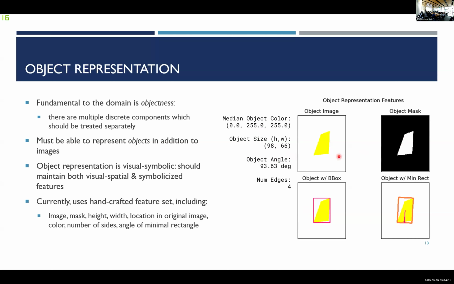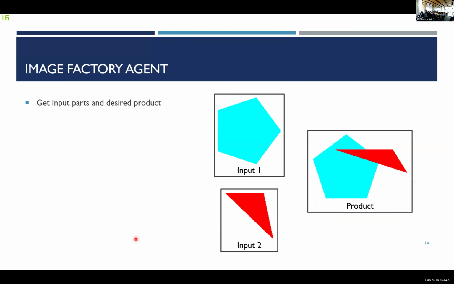And one of the important aspects is that this is a cross-representational form of knowledge. So it does have its feet in both symbolic and visual working memory. At the moment, it is just a handcrafted feature set. The features are here. And that does prove to be a little bit of a problem later. I'll get to that in a second.